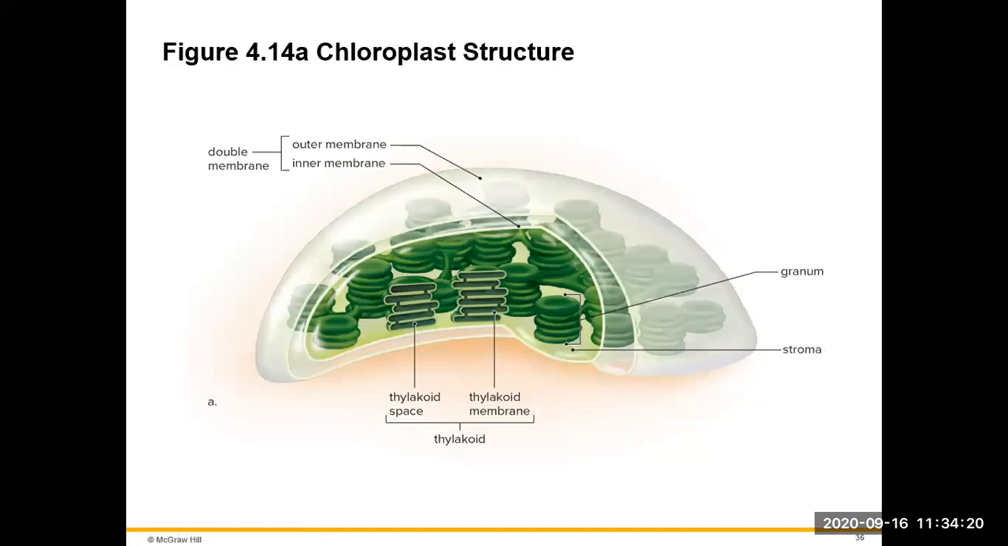This is the chloroplast structure. This is the double membrane system at the bottom and on top. And within this is the stroma. That's the clear part within the double membrane system. All the green stalks you see are the thylakoid membrane. And the green stuff you see is the granum. Thylakoid space. The thylakoid membrane has its own membrane.